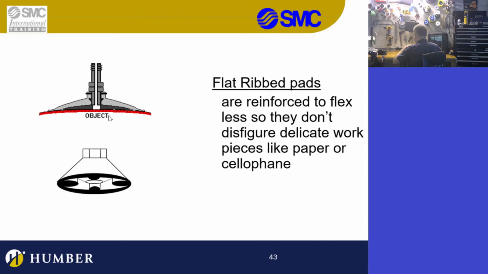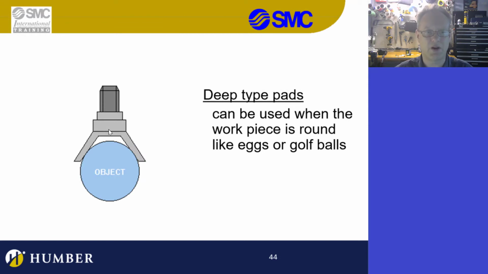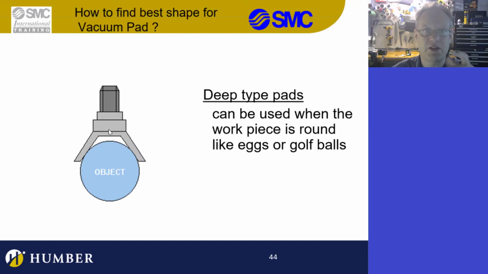So if I had this guy here and then this piece of paper here, right? If I take this guy, it's a terrible seal, but if I do this and I really suck on it, I don't know if you can see, but it deformed slightly. Especially if it was a really good seal, it would really deform it. So what we want to do is put a ribbed pad on there so it doesn't deform it.